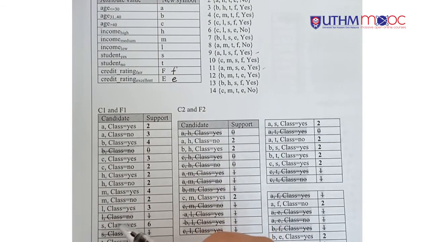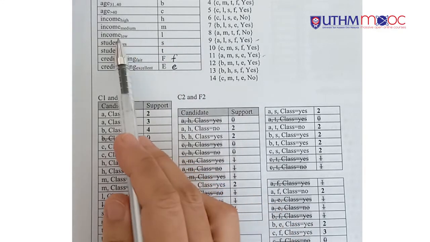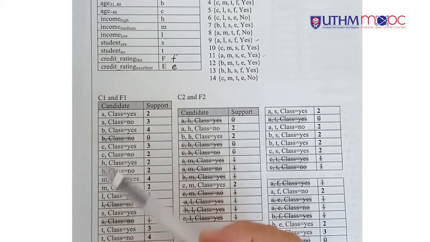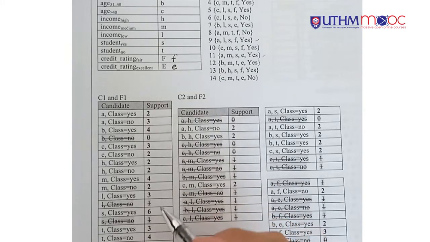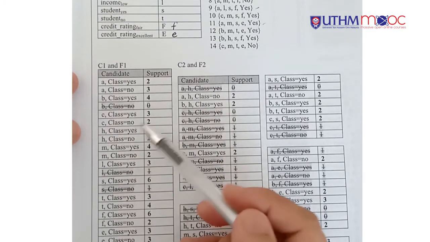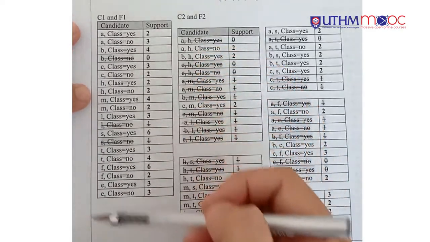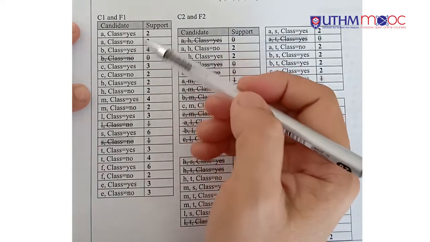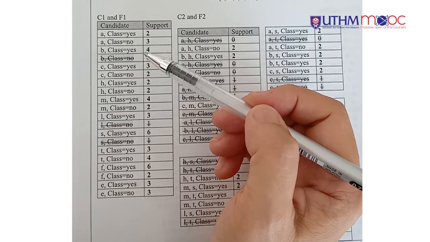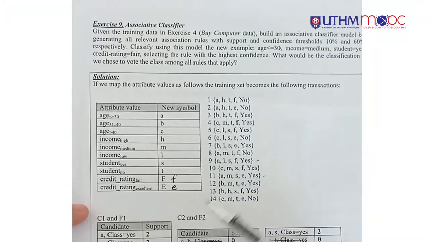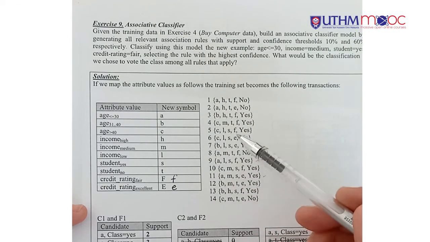Then we have this one, L. What is L? A person with low income who doesn't buy a computer. We have only one in the transaction, so we cross that out as well. And we cross this one. What is S? S is a student that does not buy a computer. Okay, so leave that. After we've done the first cycle, we have identified the items that appear more than 10% of the total transactions.